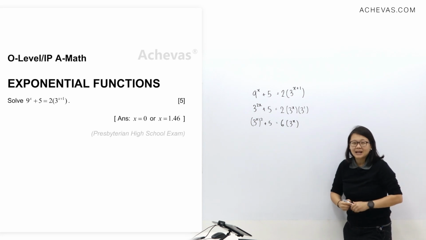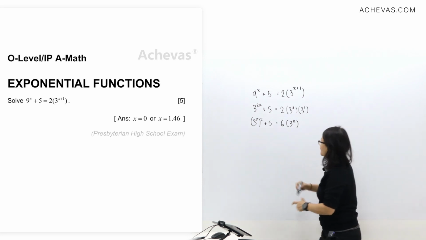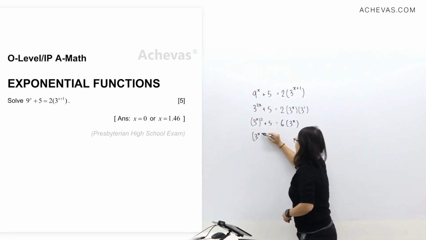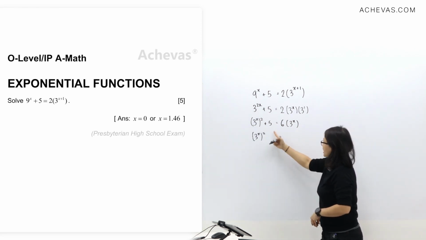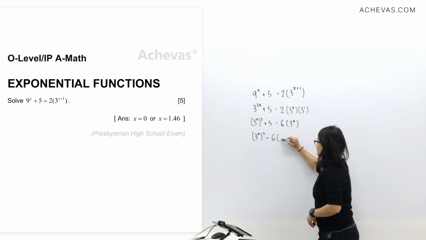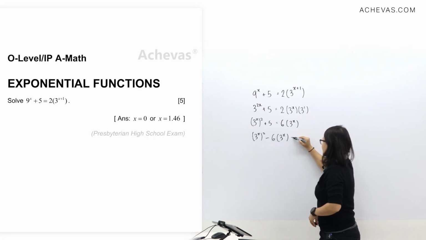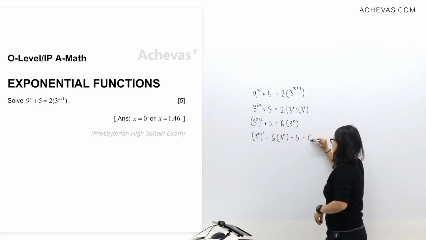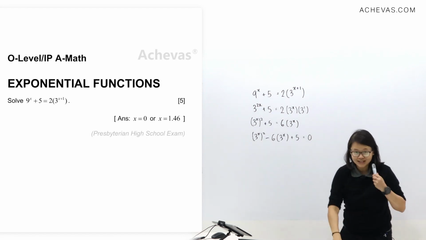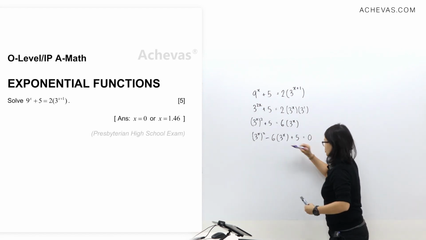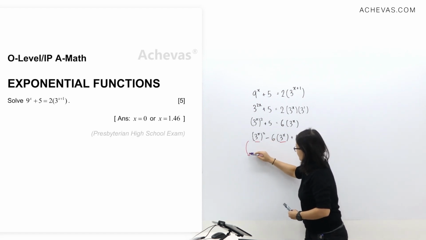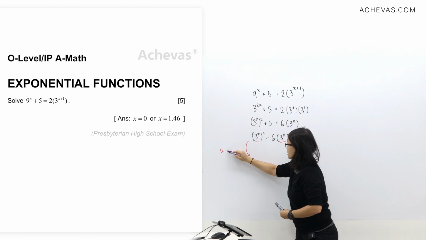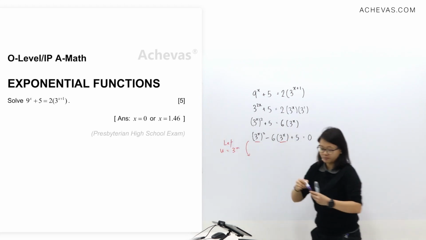So next step, let me just arrange on one side first. So I write the 3 power x raised to the power 2, followed by this one here, I moved it, I have minus 6 multiply 3 power x plus 5 equals to 0. Now what's our substitution? We're going to replace 3 power x. Okay, so we're going to replace with, let u equals to 3 power x. So this is what we're going to replace.